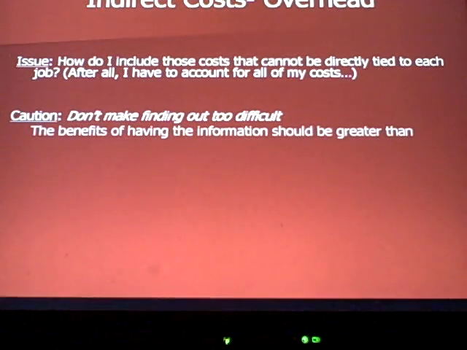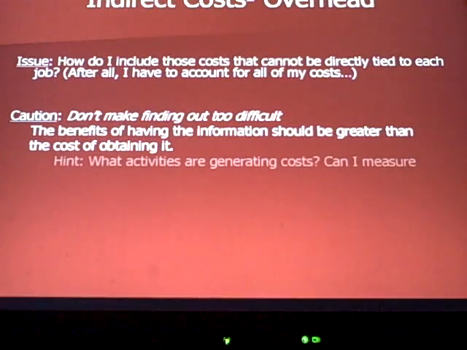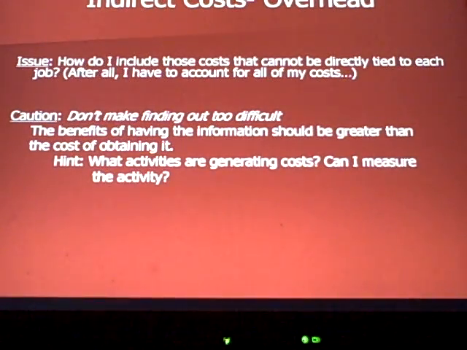Well, a word of caution: don't make finding out what those costs are too difficult. A basic rule of accounting is the benefits of having the information should always be greater than the cost of obtaining it. Here's a hint. What activities, what things going on in your business are causing the cost to occur? What's generating the cost? And can I measure whatever that activity is?